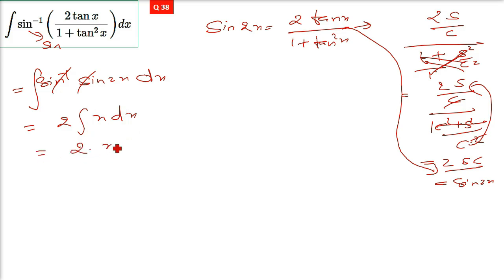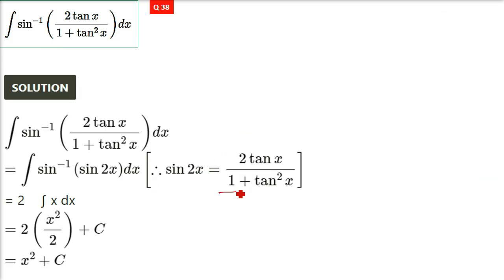Integration of x dx is simply x square by 2. And now you can cancel this 2. You will get x square plus c. This is your final result. So if you are aware of this relationship, it will be very easy for you to actually solve this question.